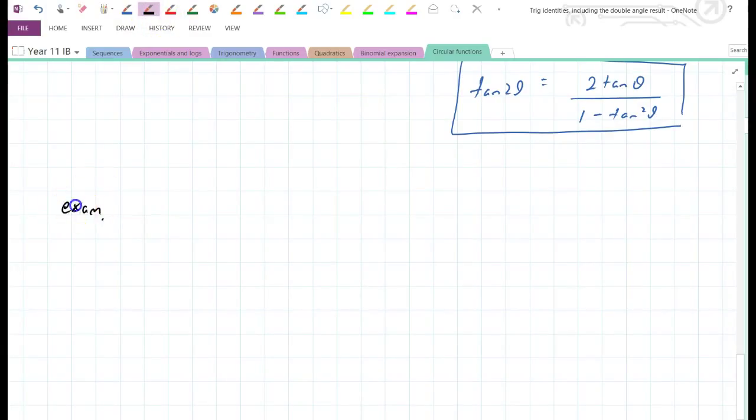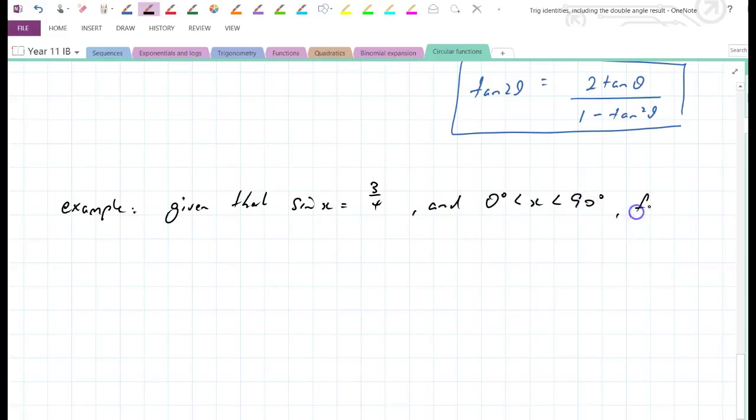So example. All right, given that sine x equals 3 over 4, and we're going between 0 and 90 degrees, find the exact values of, firstly, cos x.